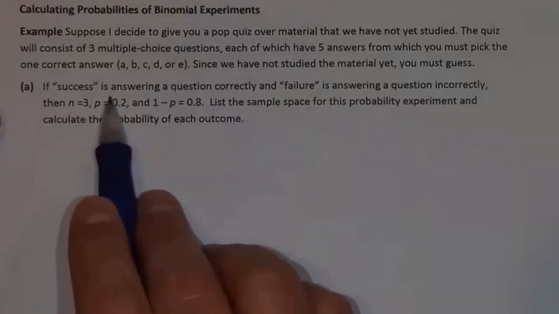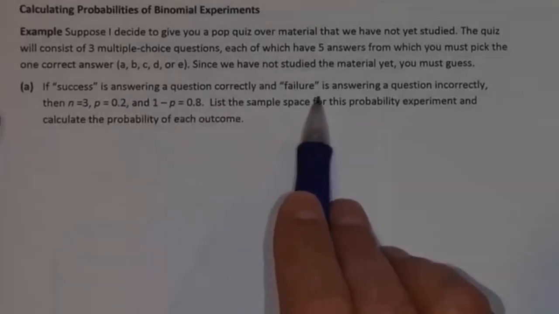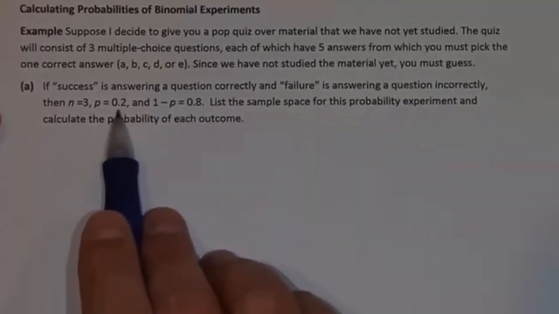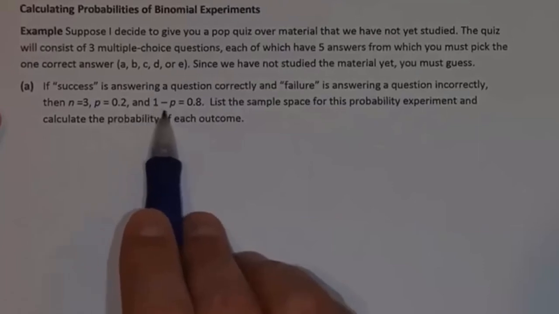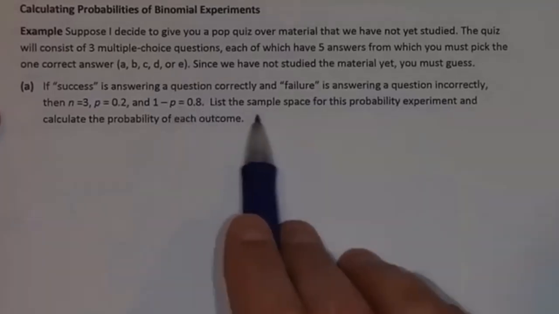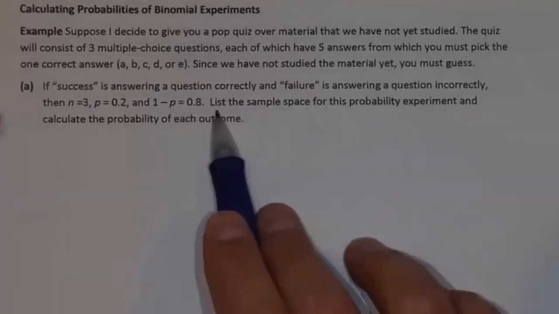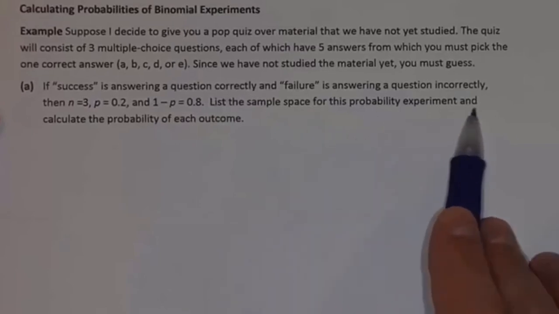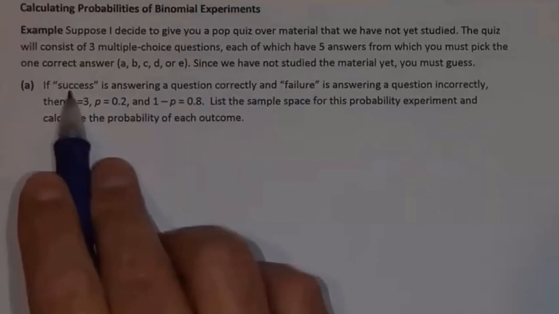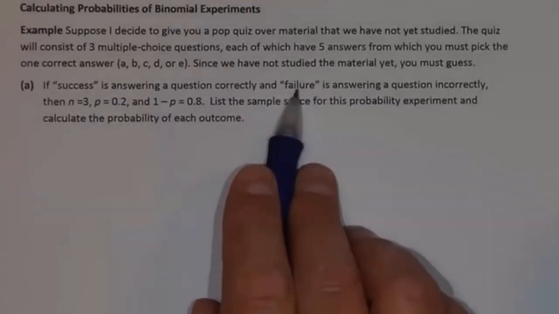So if success is answering a question correctly and failure is answering a question incorrectly, then n equals 3, p equals 0.2, that's 1 divided by 5, and 1 minus p equals 0.8, that's 4 divided by 5, or 1 minus 0.2. So my first thing that I want you to do is list the sample space for this probability experiment and calculate the probability of each outcome. The sample space means I literally want a list of all the possible outcomes that could occur. Again, success is answering correctly, failure is answering incorrectly.